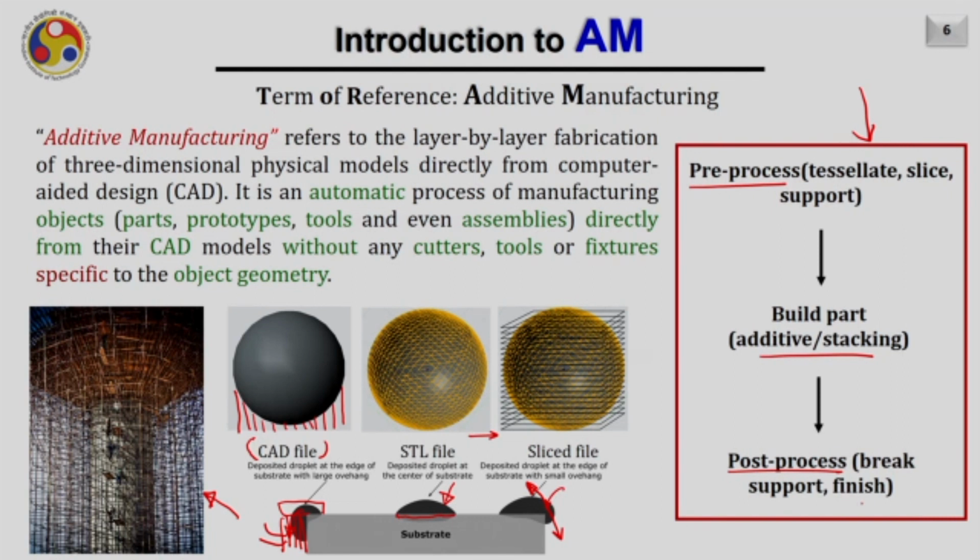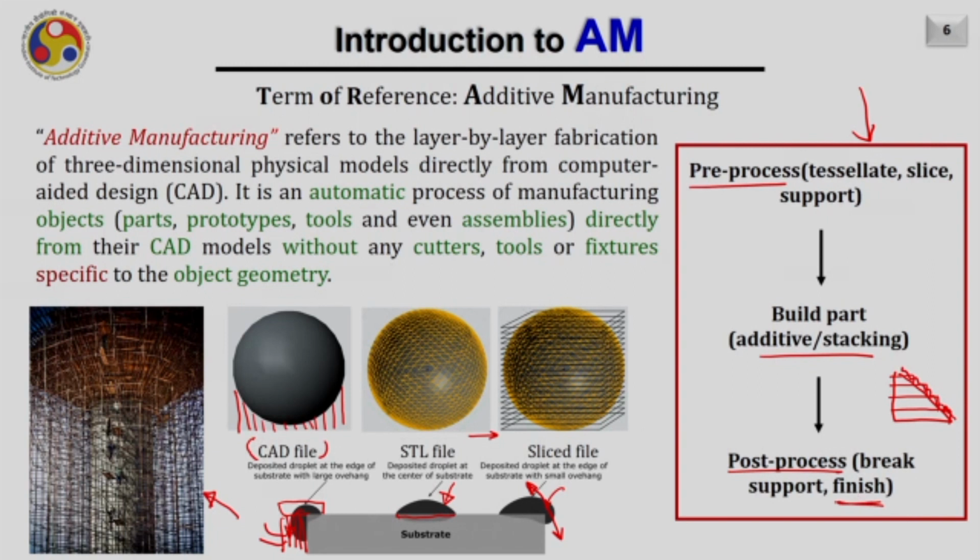And also, sometimes it is required to finish the part because by additive manufacturing, you always get some staircase effect. For example, you want to make a slant wall like this, and additive manufacturing will end up making something like this. And hence, you may need a finishing operation to remove this excess material. That is called finishing here.